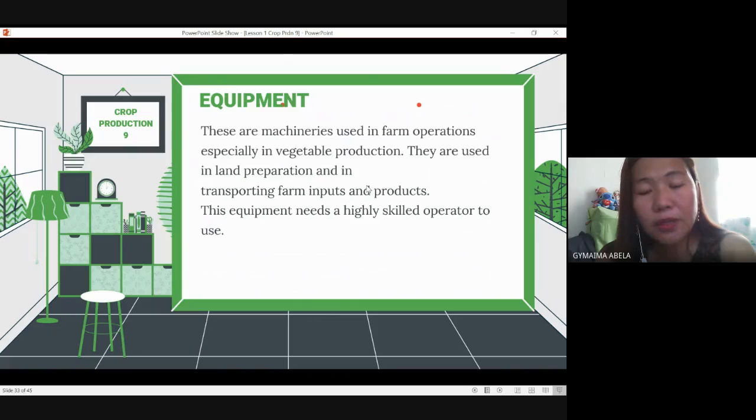This is not open for everybody. This equipment needs a highly skilled operator to use. So you can't use this if you are unskilled or not well trained.